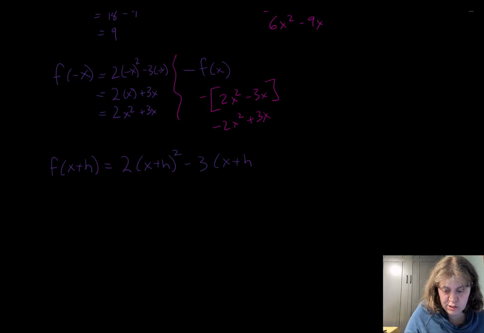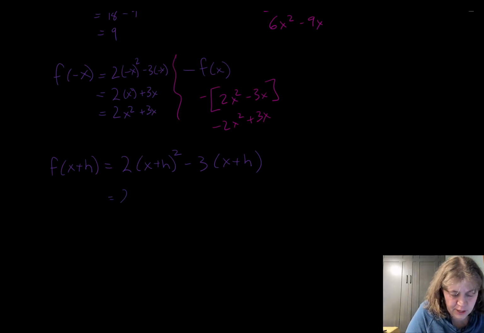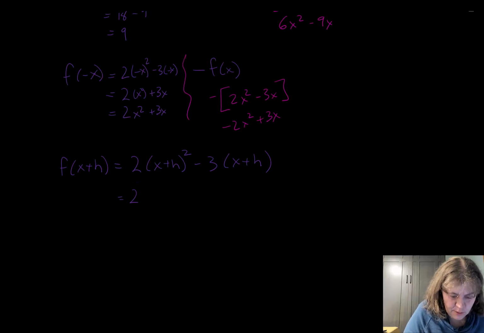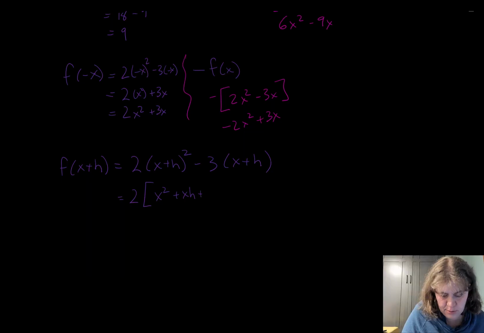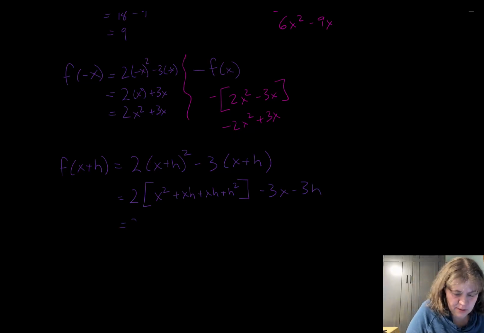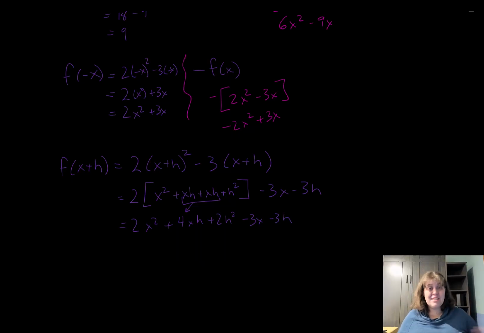It's going to come back and haunt you again and again, this f of x plus h. So we have to talk about it. We're going to have 2, and then x plus h. We have to remember to do that. So x plus h is going to be x squared plus xh plus xh plus h squared, minus 3x minus 3h. So 2x squared plus 4xh plus 2h squared, those two combined into that, minus 3x minus 3h. And that's it. That's as simplified as this thing gets.